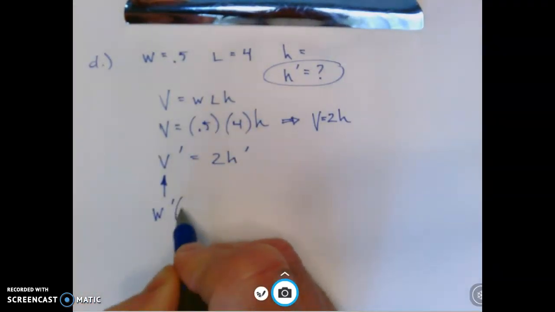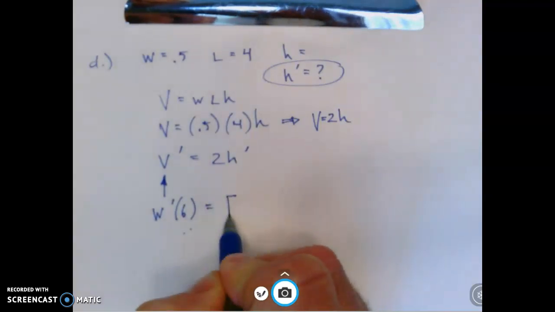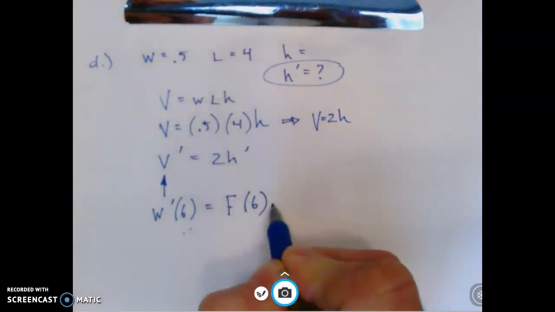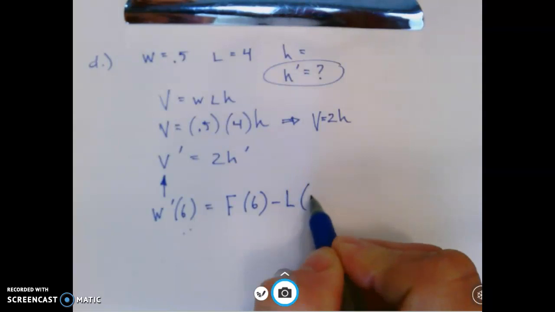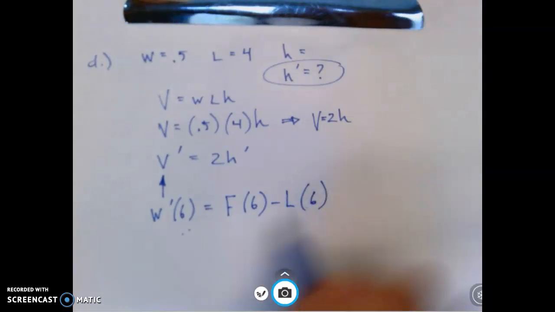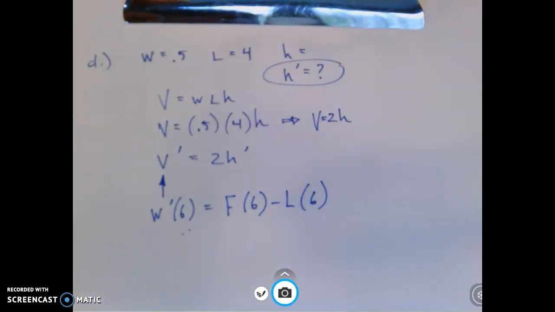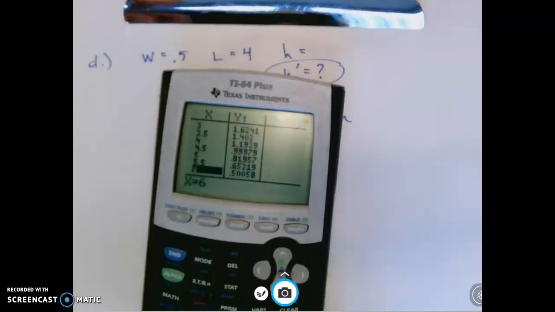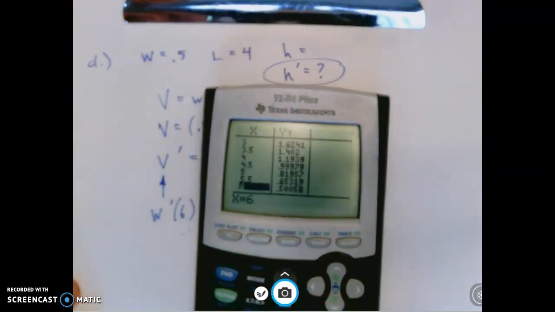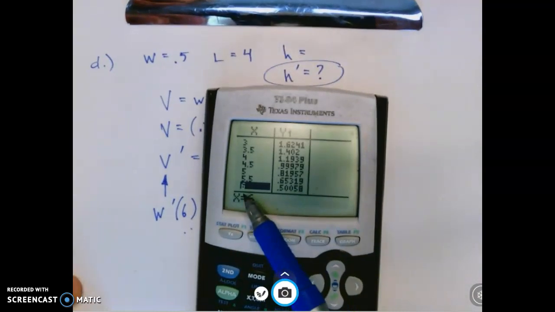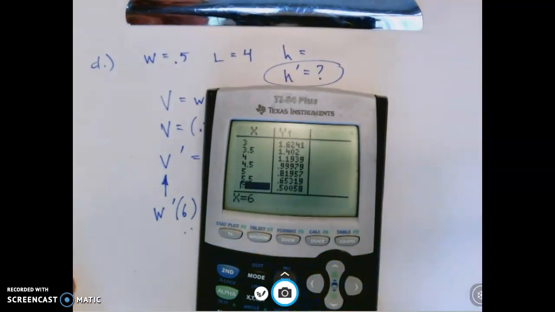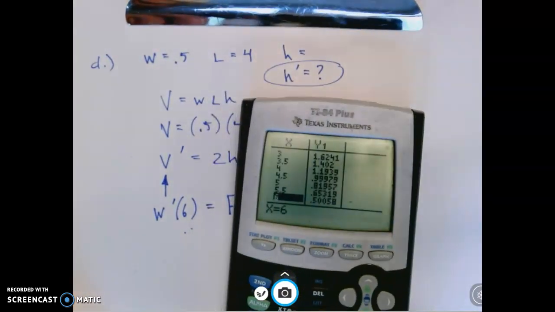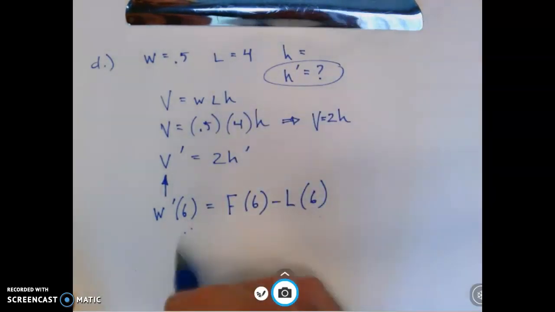So we're specifically looking for 6. Therefore, this is equal to, it's not equal to F prime of 6. It's equal to F of 6 minus L of 6. We already have this equation in our calculator, so we want to go to x equals 6, and we find it to be 0.50058.